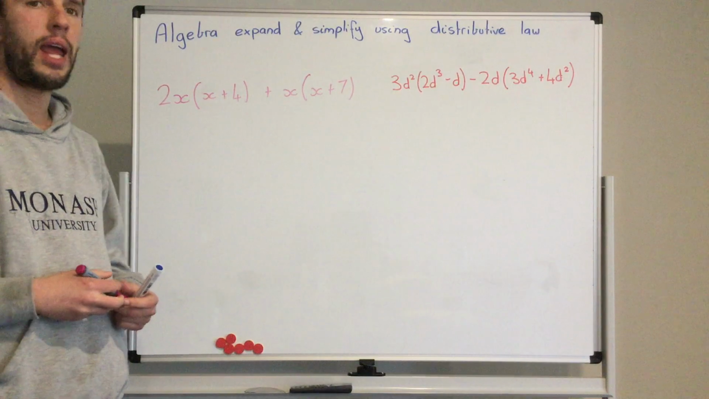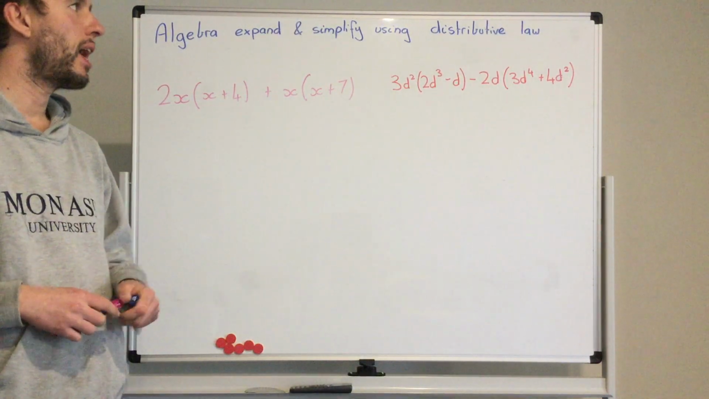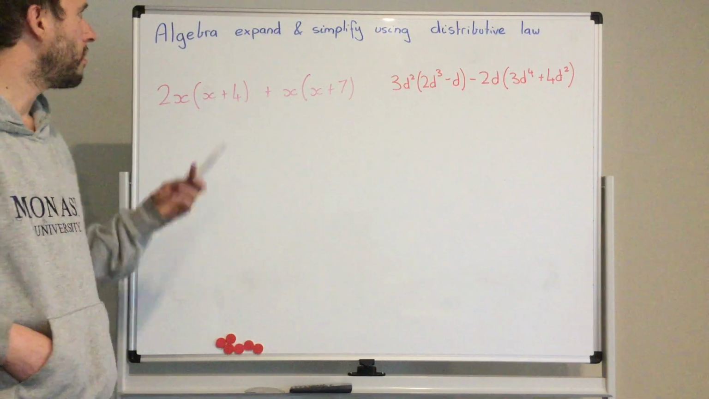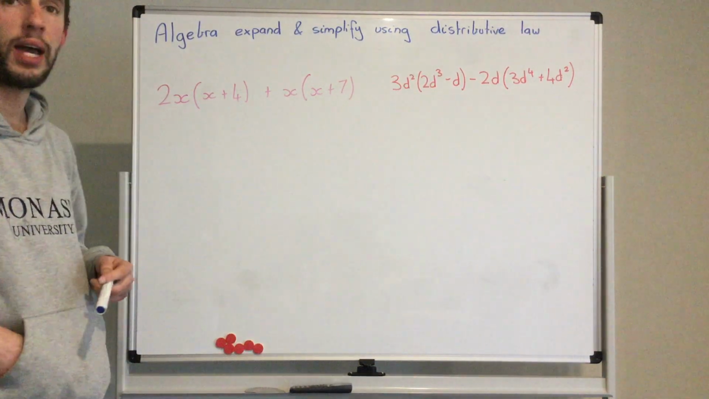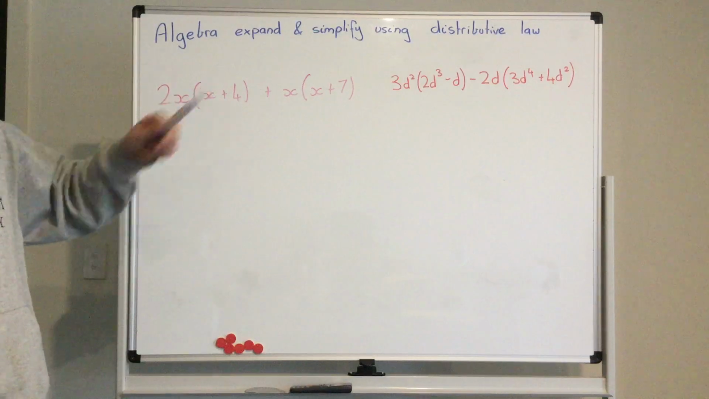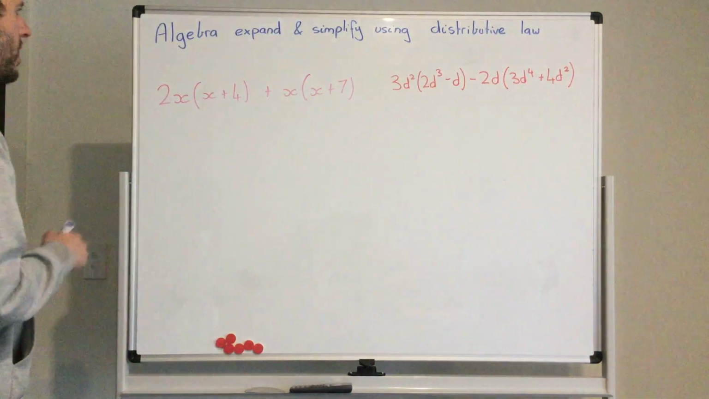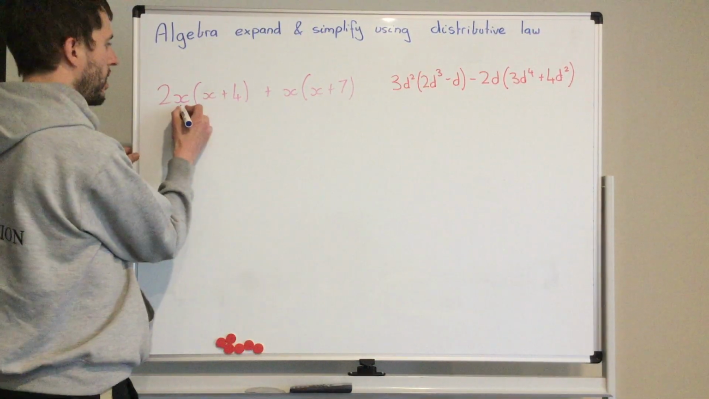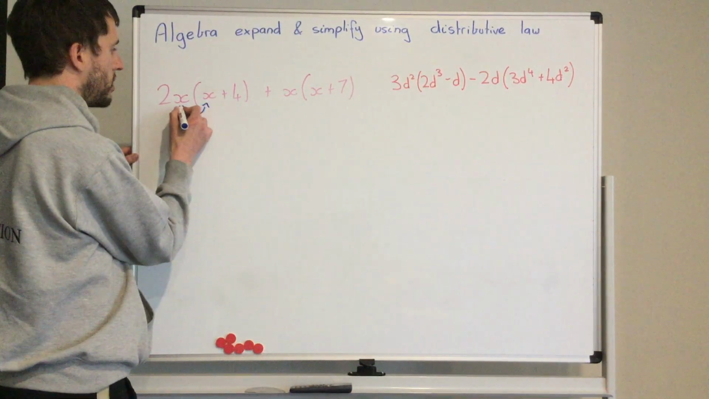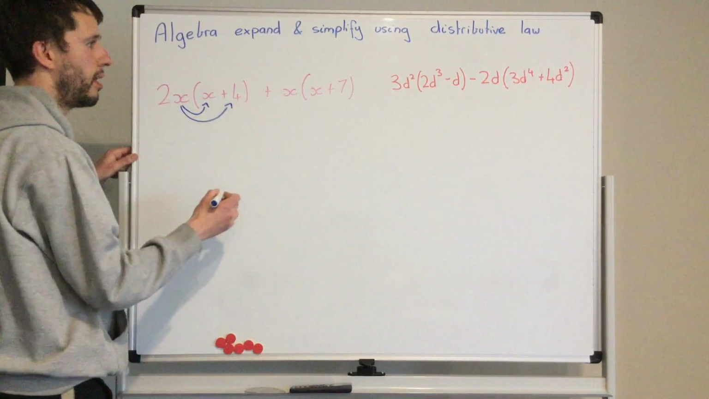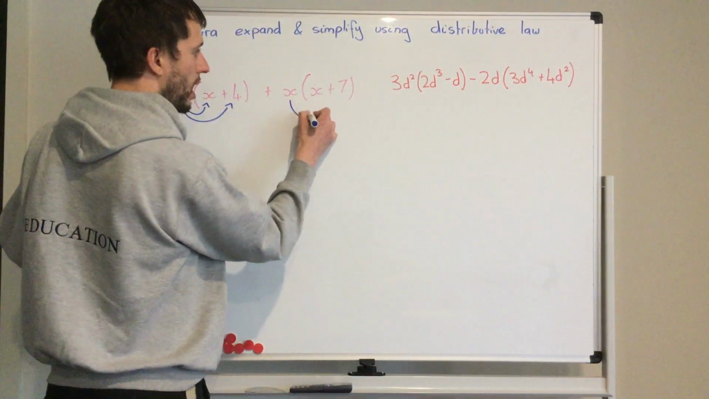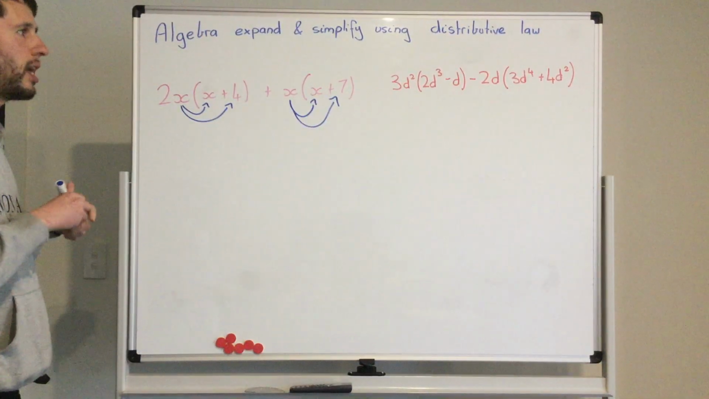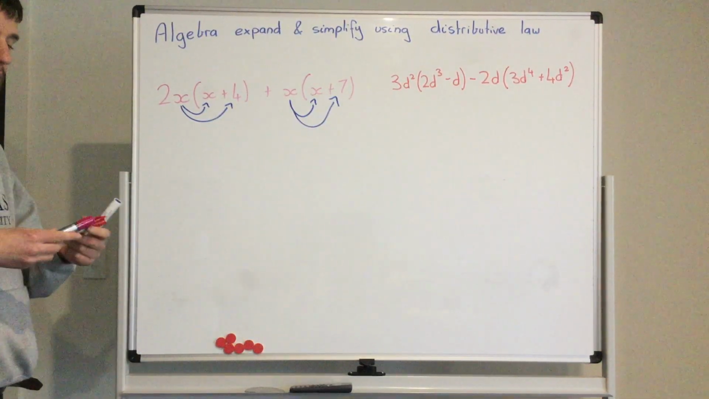So we are looking at algebra, expand and simplify using the distributive law. The first thing we need to do before we can simplify is expand and get rid of those brackets. Now, when you think about these brackets, you know that this on the outside needs to make sure that it's timesing by everything on the inside. Likewise, this x must times with this x, and it also must times with this 7. So that's how we are going to be expanding.